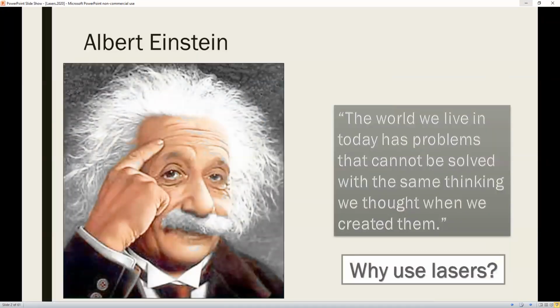So Einstein said it best. The world we live in today has problems that cannot be solved with the same critical thinking we thought when we created them. We are not using lasers the way that they were initially created. The use of lasers has shown a variety of advantages for different uses, but by attending today's lecture, and from what you've read already, you're going to know what the professional responsibility is to yourself as well as the community to recognize when to use the dental laser.